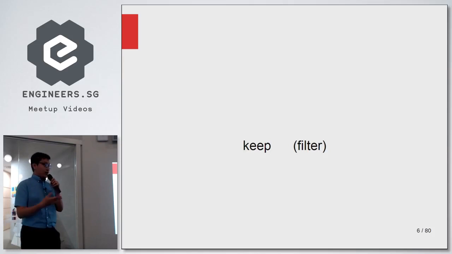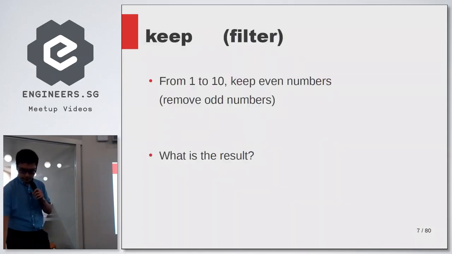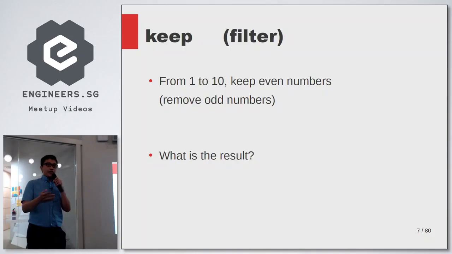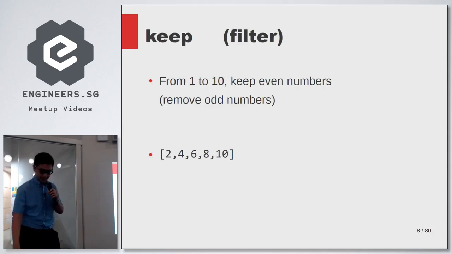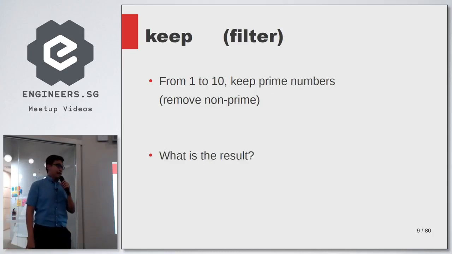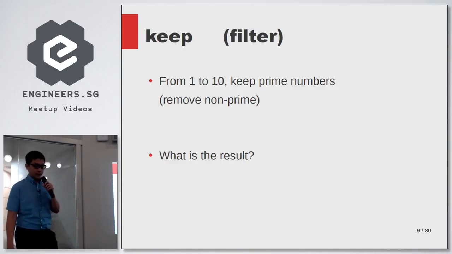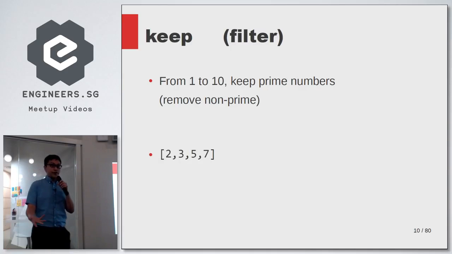So let's start off with the keep function. Let's say that you have a list of 1 to 10. You want to keep the even numbers, and you want to remove odd numbers. What will be your final result? Your result will be 2, 4, 6, 8, 10. So far, so good, right? Nothing fancy here, still easy. If let's say you have 1 to 10, you want to keep the prime numbers. What would be your final result? The result will be 2, 3, 5, 7.